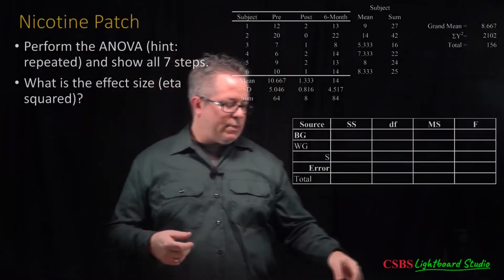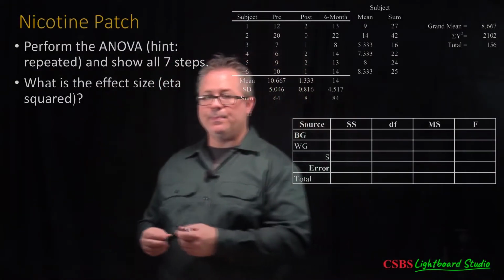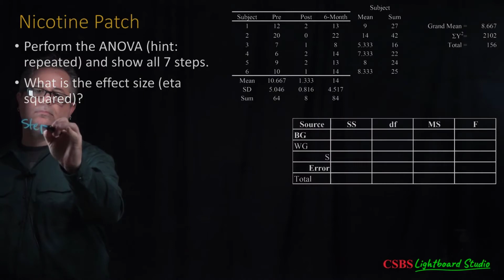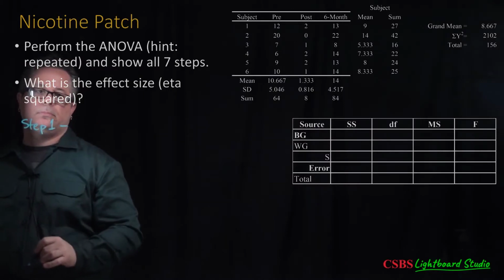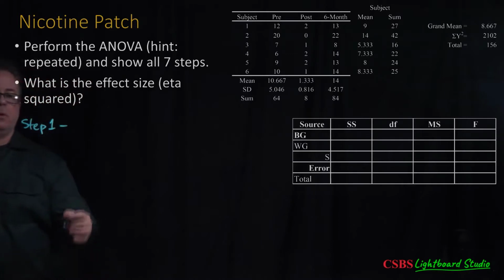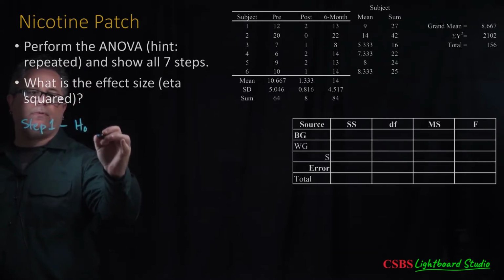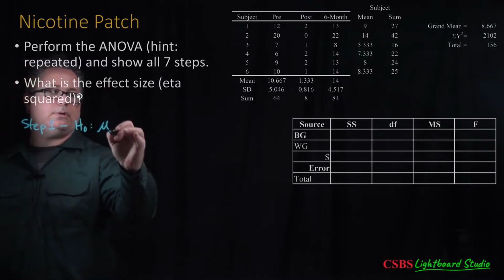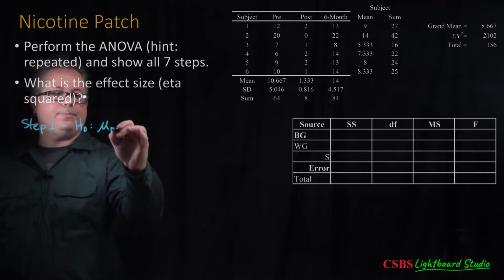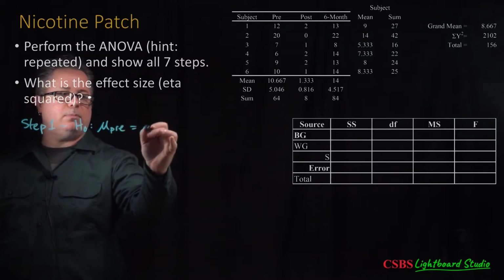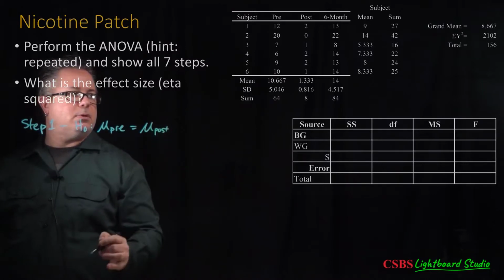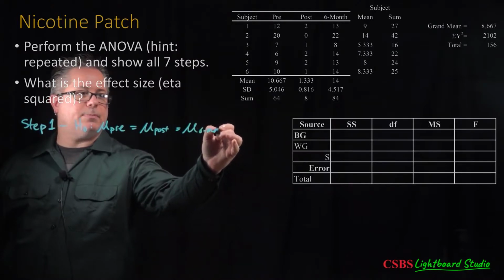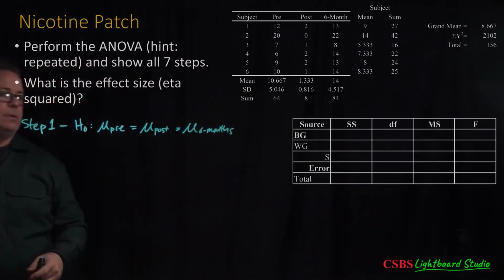All right, so let's start talking about the steps. So what are the steps? Step 1. What's the null? Well, the null, just like any one-way ANOVA, whether it's between groups or repeated measures, is that the mean of, so we're calling this pre, is equal to the mean of post is equal to the mean of 6 months. Okay, so all the means are equal.